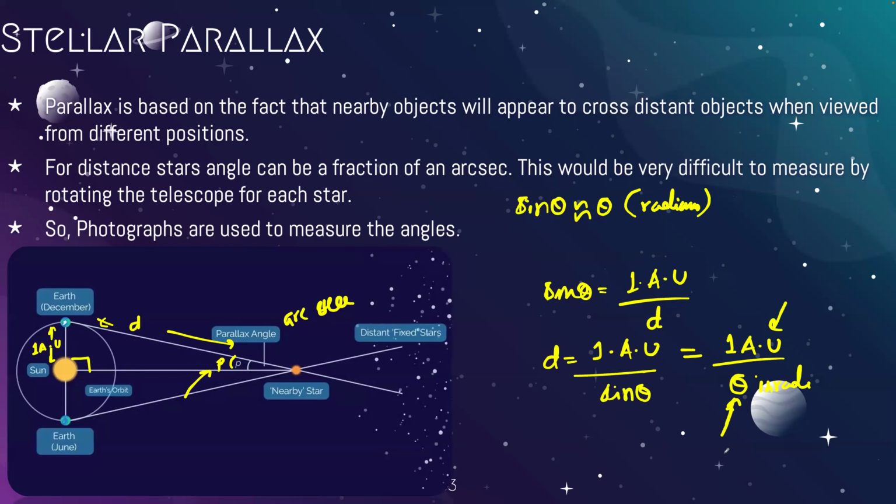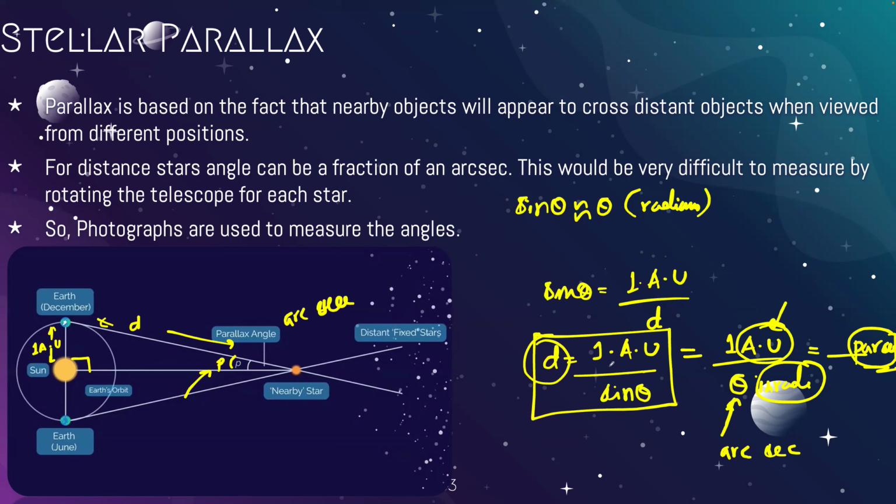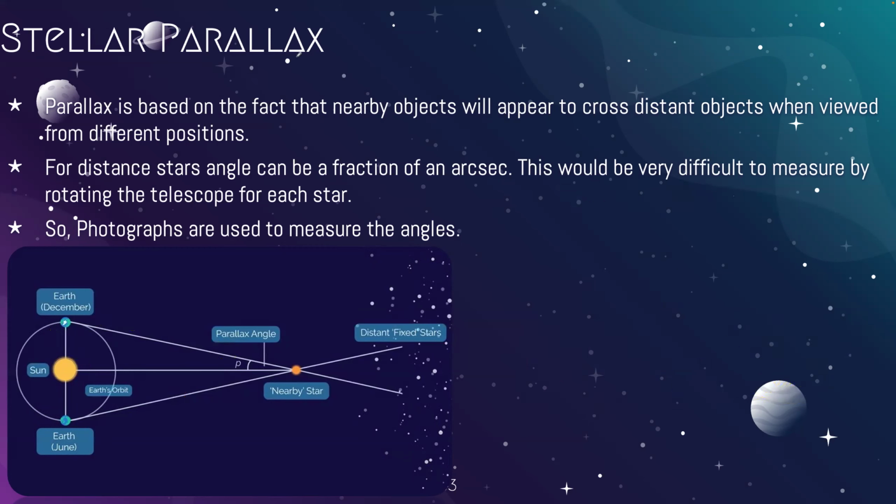When theta is substituted in the unit arc sec, the final value that you get for the distance is called parsec. That unit is called parsec. I repeat, astronomical unit divided by arc sec is called a parsec. So by using this formula, if we calculate the distance, we get the distance in parsec. And you know the conversion between parsec to light year and light year to meters, so you can get that. And we call this method stellar parallax.